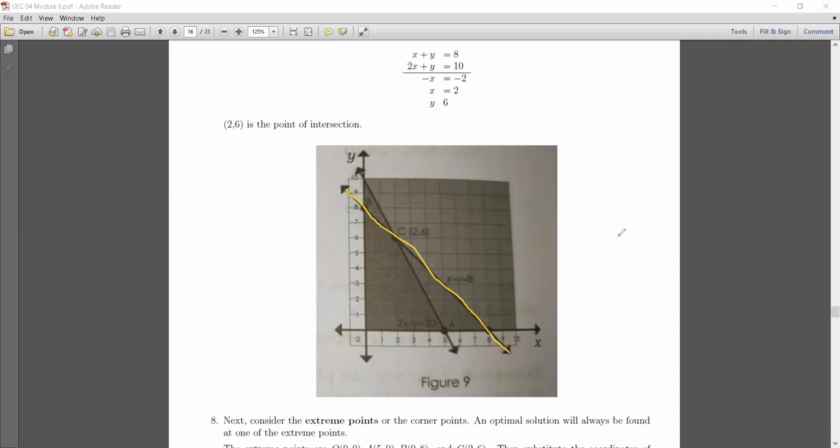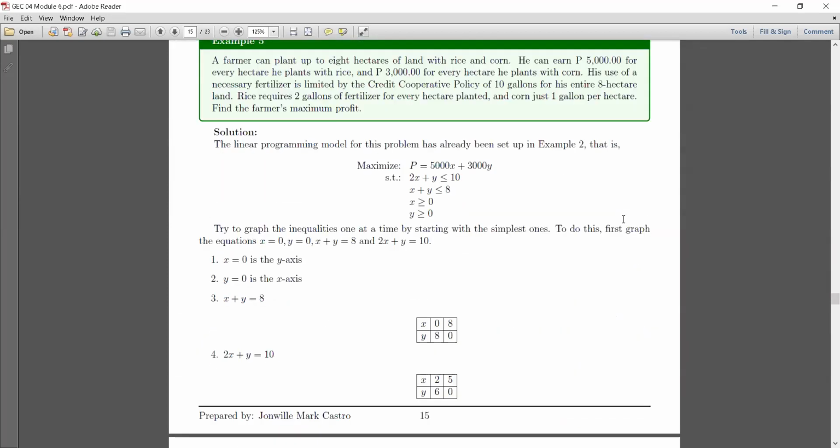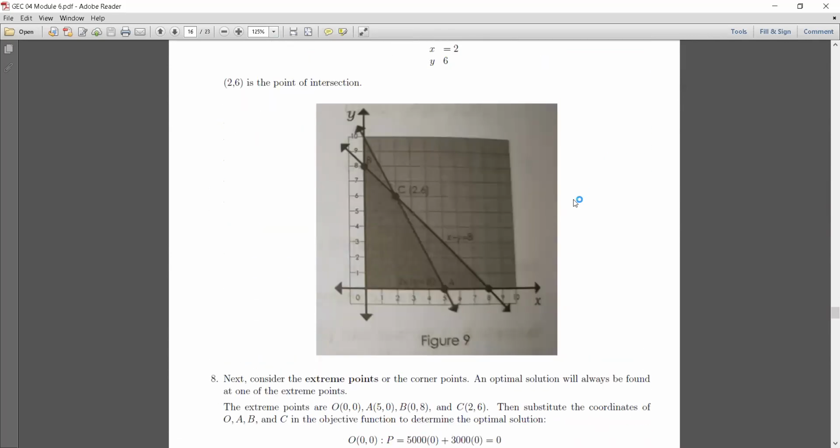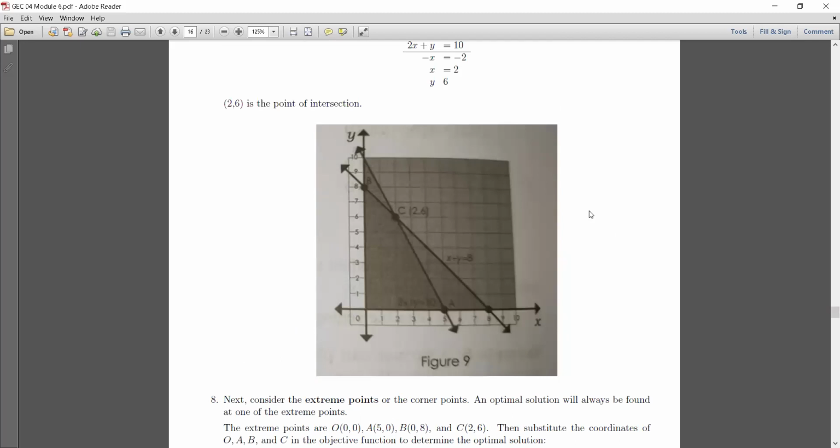Okay? So, our equation, what we are looking for is x plus y less than or equal to 8. If x plus y equals 8, we will use a test point. So, for 0, 0, we have 0 less than or equal to 8, which is true. So, the shaded part is the one down here.